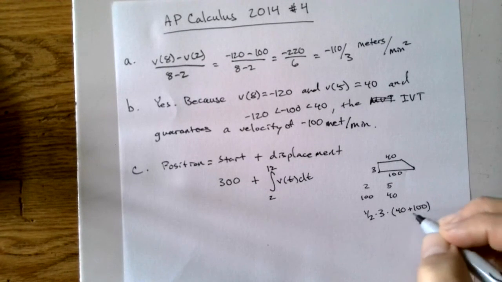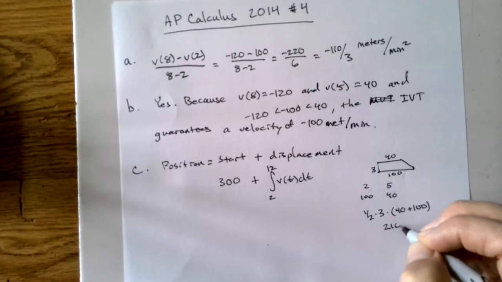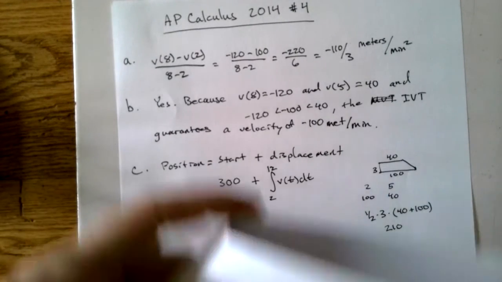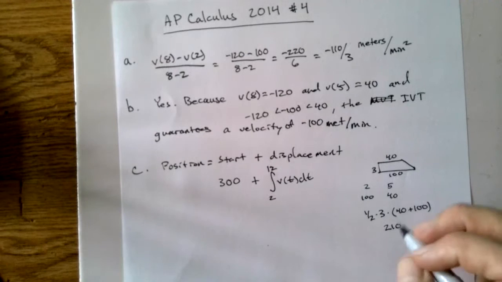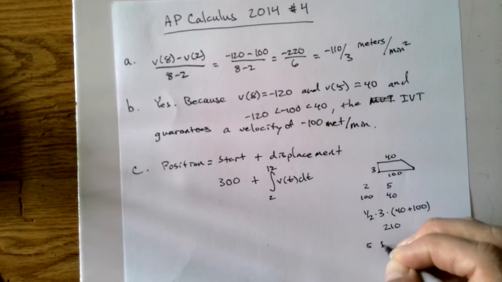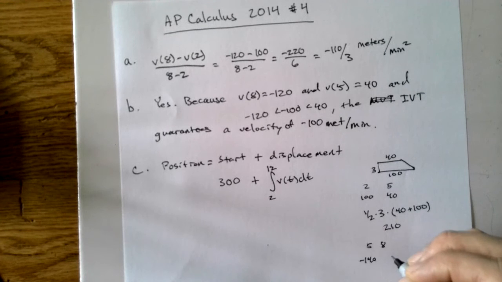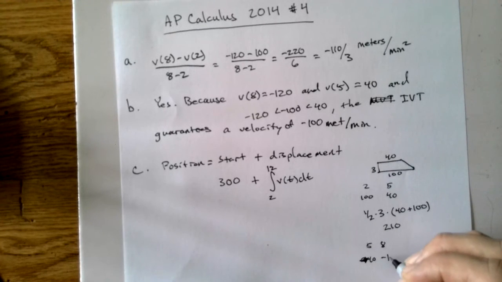And so that's 140 times a half is 70 times 3 is 210. Okay, we're going to do another one. Looks like we have 5 to 8. We go 40 and negative 120. So 5 and 8, negative 140 to, I'm sorry, positive 40 to negative 120.